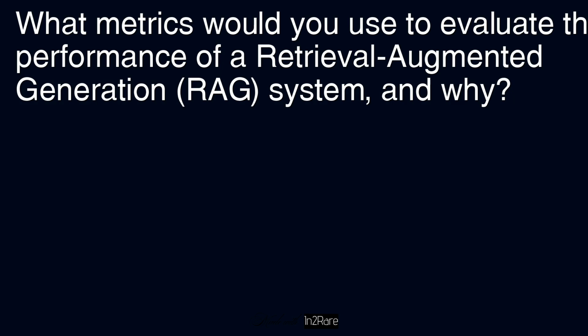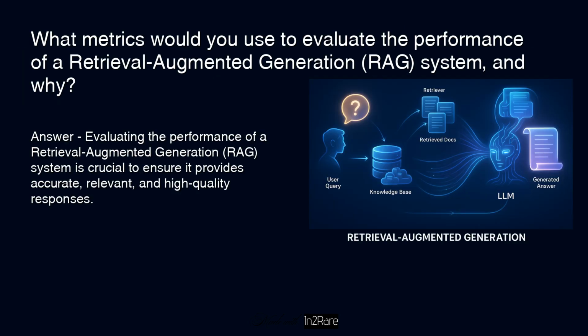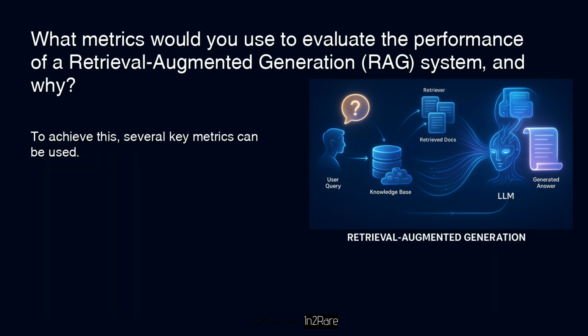What metrics would you use to evaluate the performance of a retrieval augmented generation (RAG) system, and why? Answer: evaluating the performance of a RAG system is crucial to ensure it provides accurate, relevant, and high-quality responses. To achieve this, several key metrics can be used.